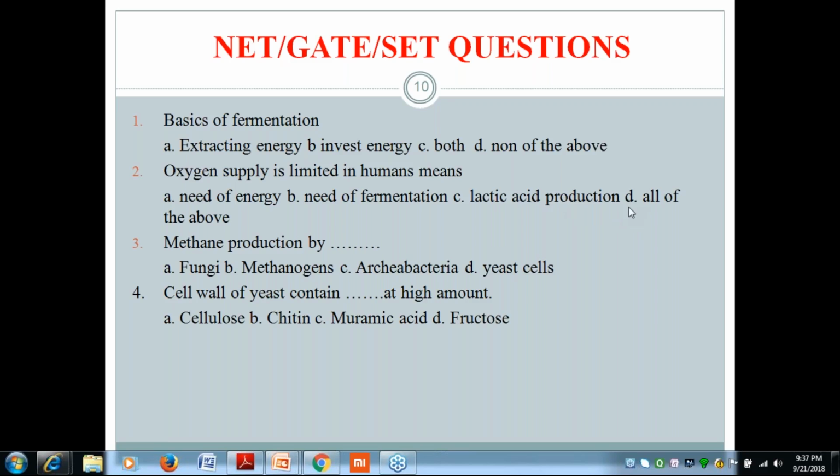Now, second is the oxygen supply is limited in humans means what? A, need of energy, B, need of fermentation, C, lactic acid production, and D, all of the above. What is the need when oxygen supply is limited in humans? There is a need of energy, or there is a need of fermentation, or there is need of lactic acid production, or D, all of the above. Akanksha, A. No, A is wrong answer.